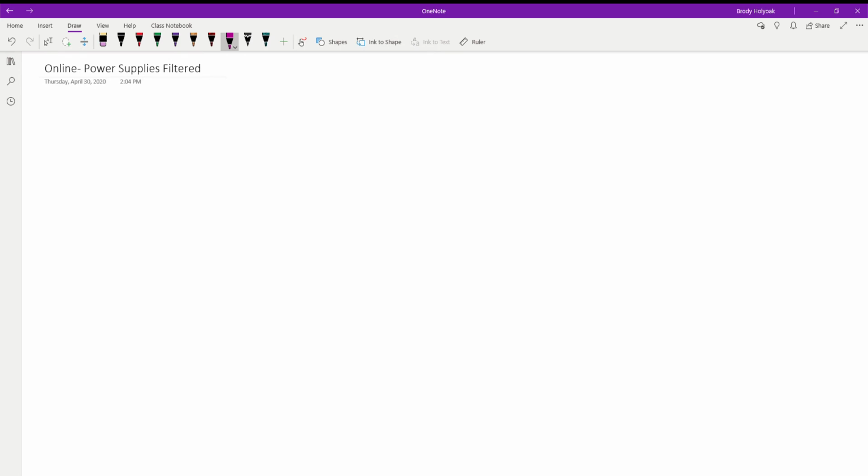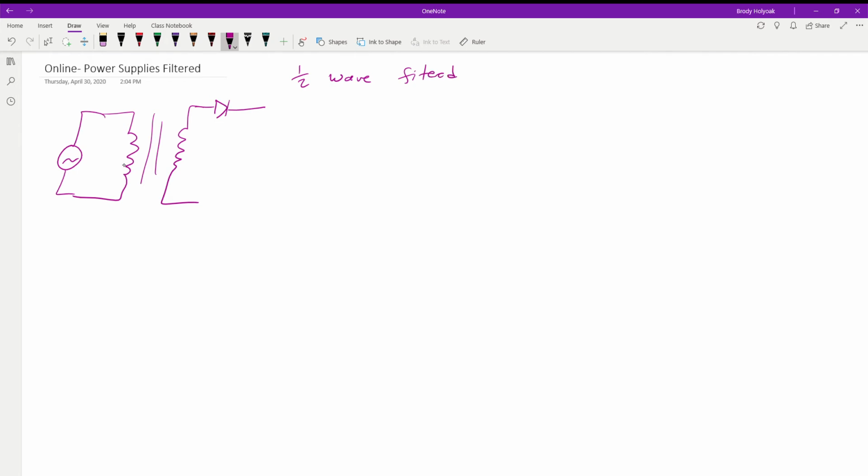The first thing we're going to do is start off with our half wave, and it's going to be just filtered. So starting in as usual, we're going to have our input signal coming through a transformer. Then coming out we're going to have one diode because this is a half wave filtered power supply. Okay, so we have that value.